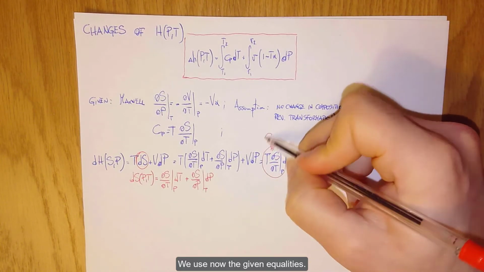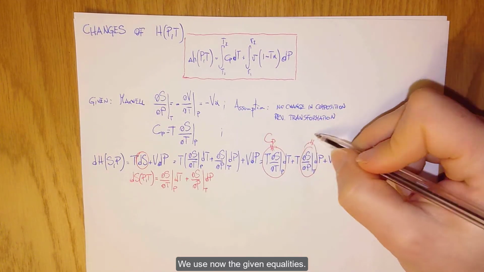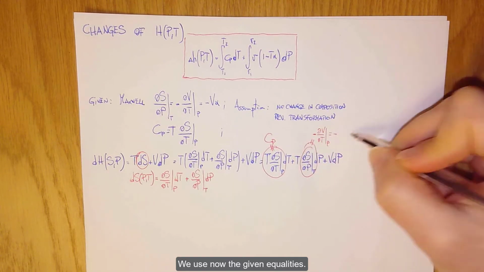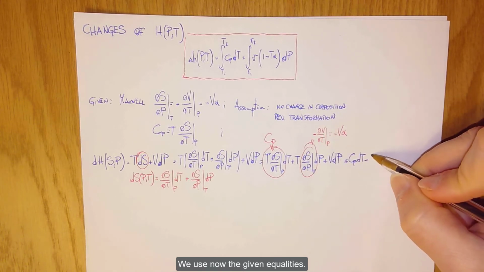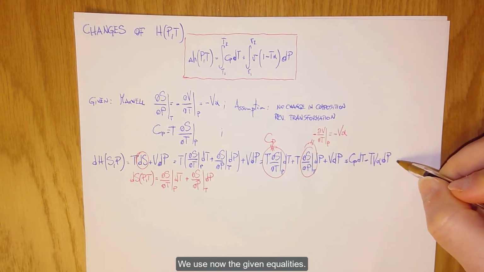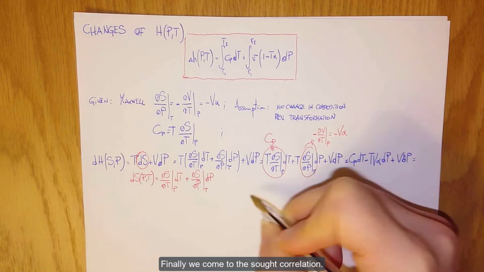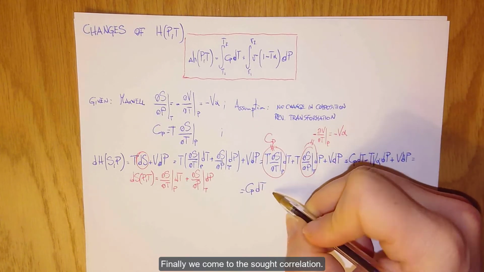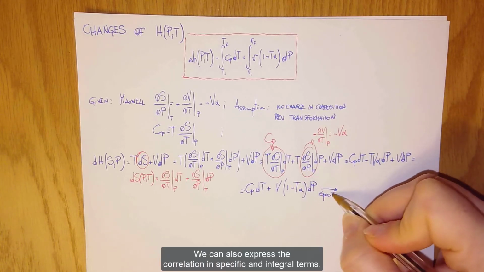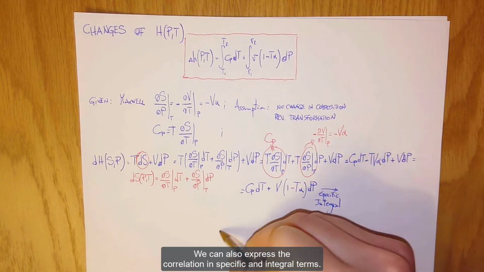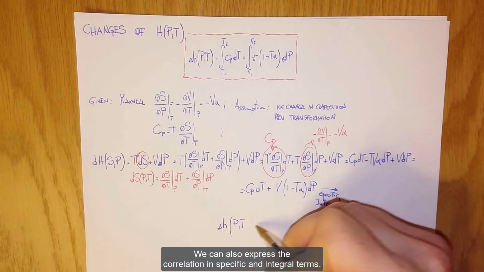We use now the given equalities. Finally, we come to the final correlation. We can also express the correlation in specific and integral terms.